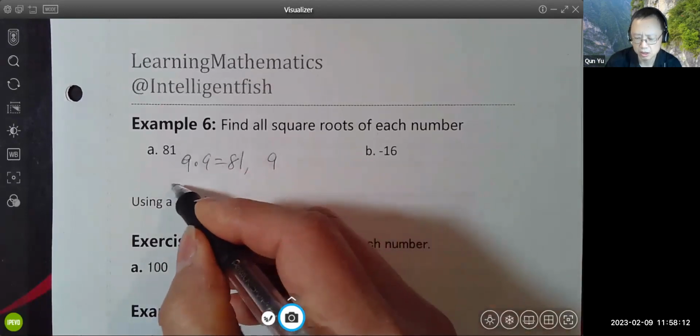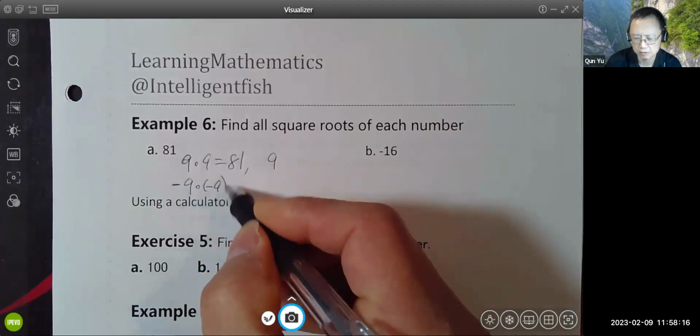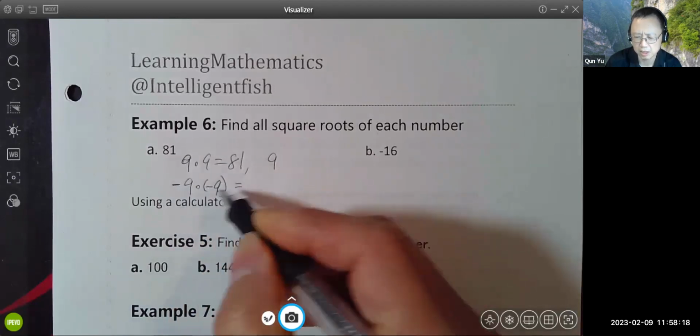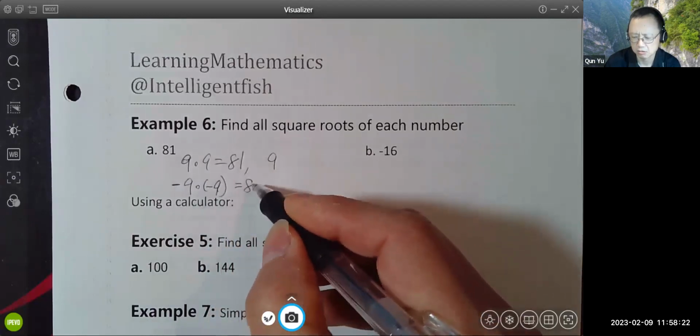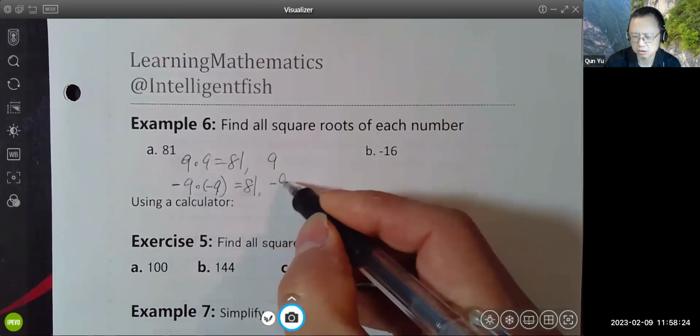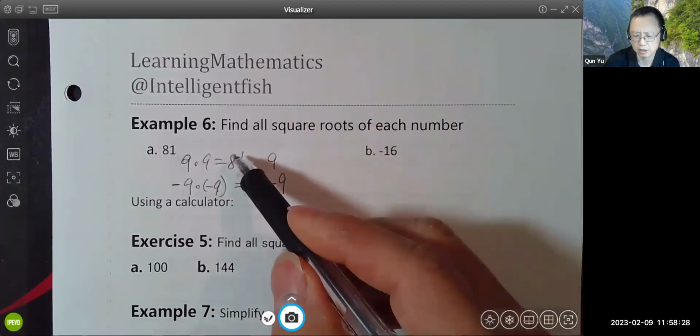But we all know that a negative number times a negative number is also positive. So as a result, negative 9 times negative 9 is also positive 81. So negative 9 is also our root. So we have 2 square roots for 81.